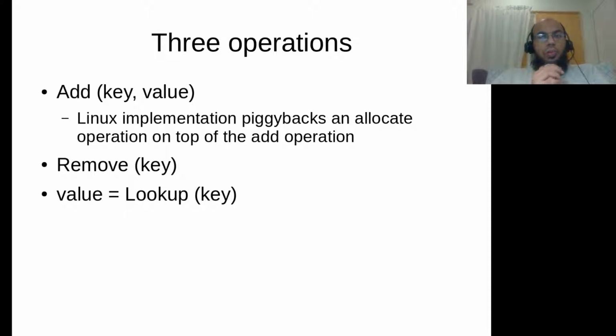Now, there are three operations that come with the map. The first one is add, which adds a new key-value pair. The add function is piggybacked with an allocate operation on top of it, and the allocate operation not only adds a UID-value pair to the map but also generates the UID. So you can even use it to generate new UIDs for your keys. You have a remove, which removes the key, and you have a lookup that brings you the value.